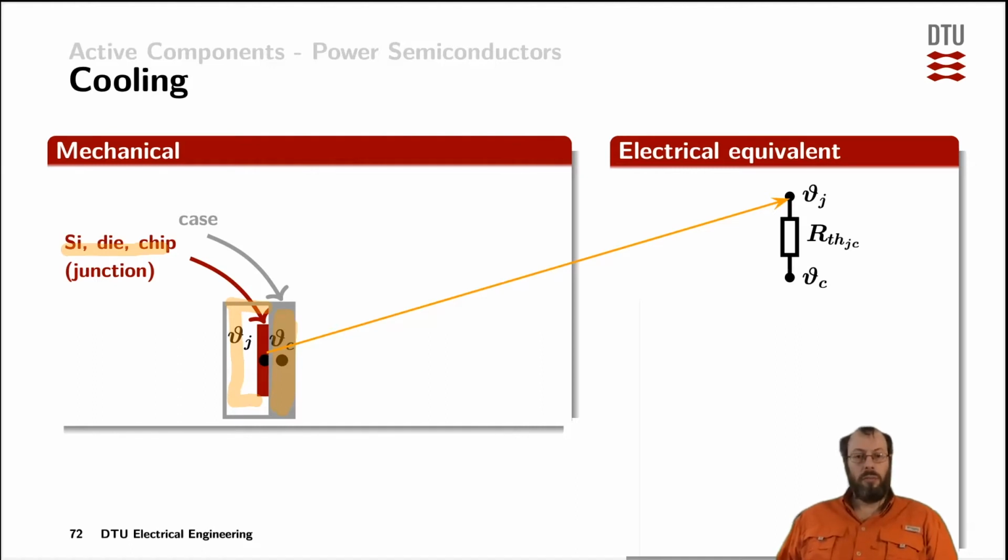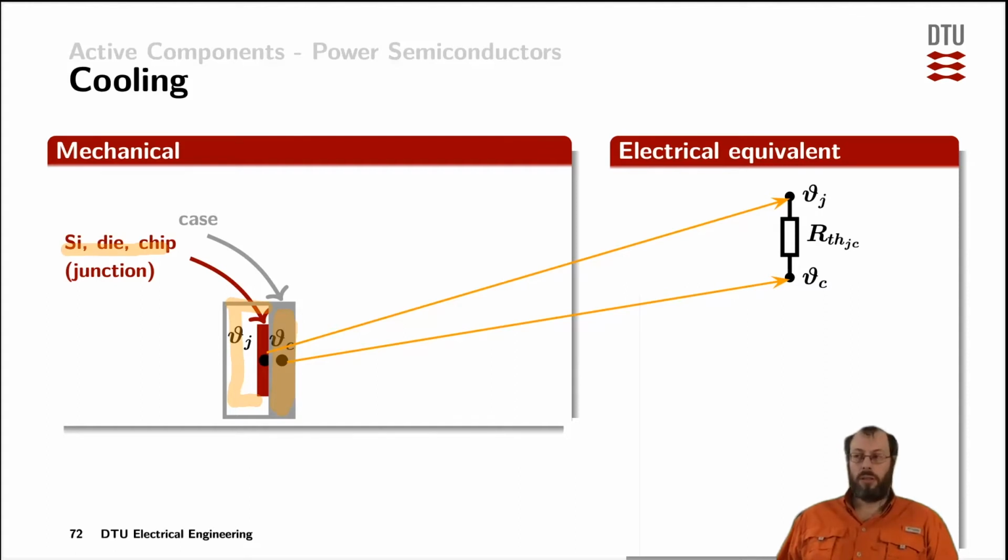The thermally most interesting aspect is the temperature of the metal backside of the TO220 package, which has its own temperature, which is called the case temperature. And that transfers into an electrical potential of theta C, or the case temperature.